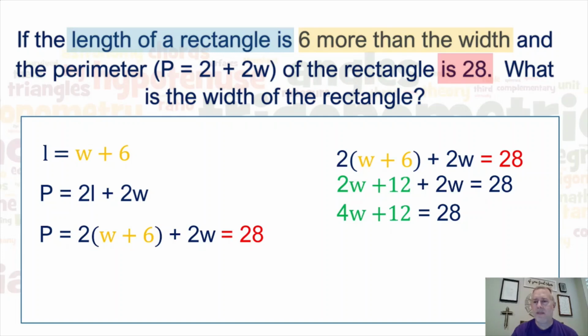Well, I need to get my numbers together. So if I subtract 12 from both sides, I'm going to end up with a 4W is equal to 16. Divide both sides by 4, and I get W is equal to 4. And remember, that's what this question asked me. The question says, what is the width? Well, the width of this rectangle would have been 4. Good job.